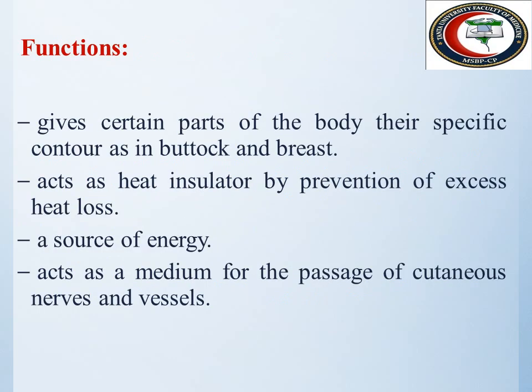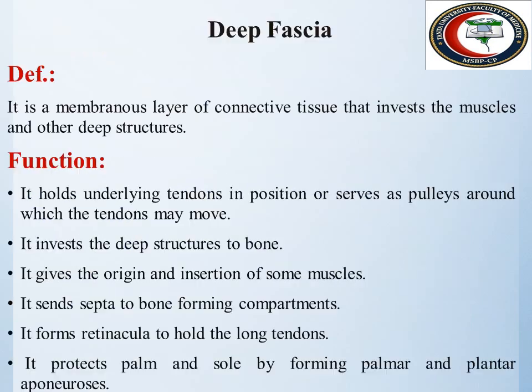Function of the superficial fascia is that it gives certain parts of the body their specific contour, as in the buttock and breast. It acts as heat insulator by prevention of excessive heat loss. It also acts as a source of energy during its consumption of fat tissue. It acts as a medium for the passage of the cutaneous nerves and vessels to the underlying layers.